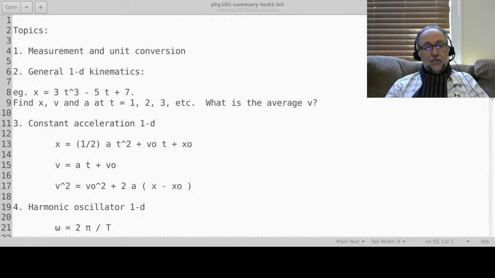The test will be on Friday, and its format will be the same as the assignments. Okay, I think that's enough logistics. So what's on it? What are the topics that are on it? I've got them listed here.